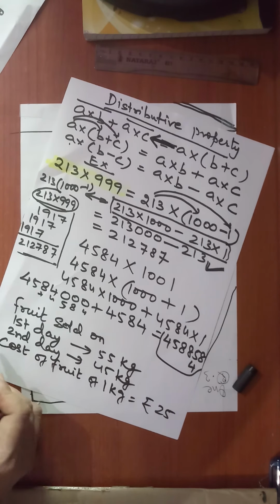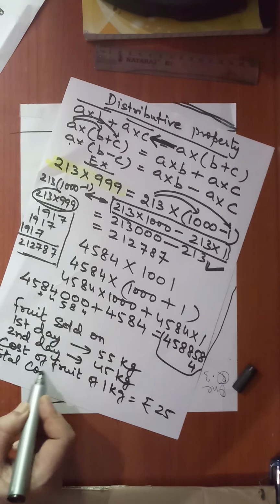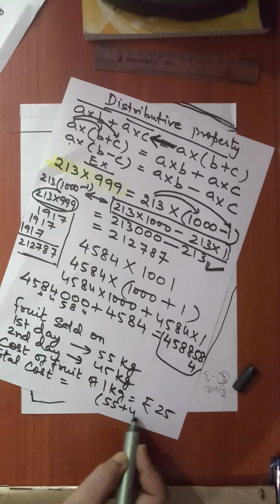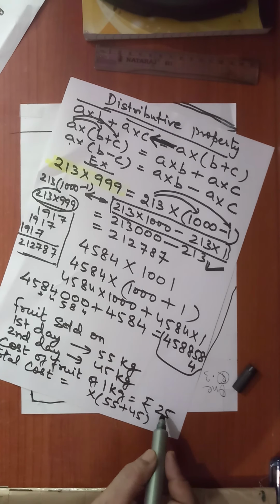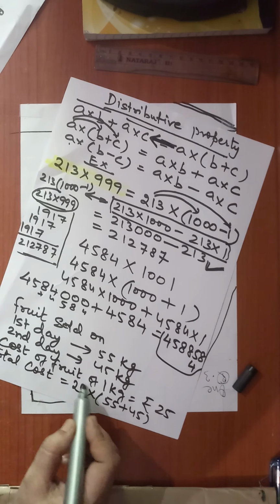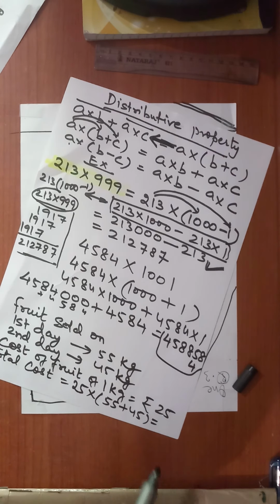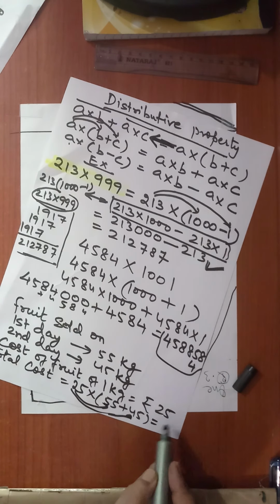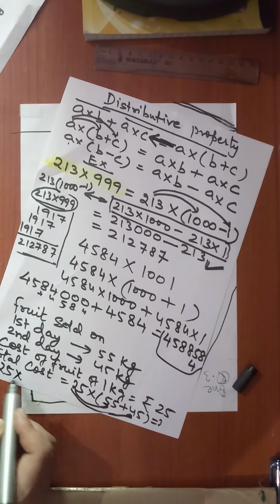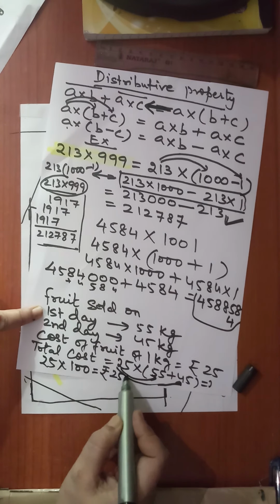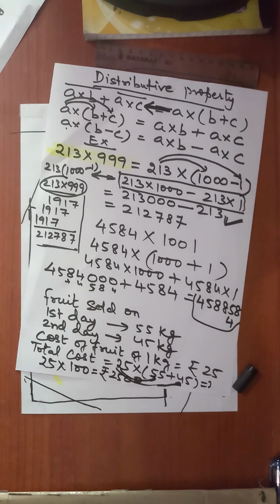So obviously the total cost will be how much he has sold. He has sold 55 plus 45, and for 1 kg he had to pay 25 rupees. That means for 100 kg he will have to pay 25 into this. And we know we should not be expanding it. We should be compressing it. It means this is 25 into 100, which becomes rupees 2500. All right. So this is the cost the vendor got after 2 days.